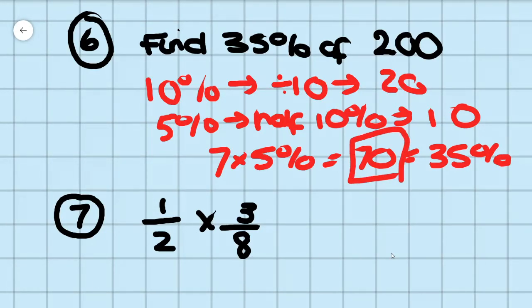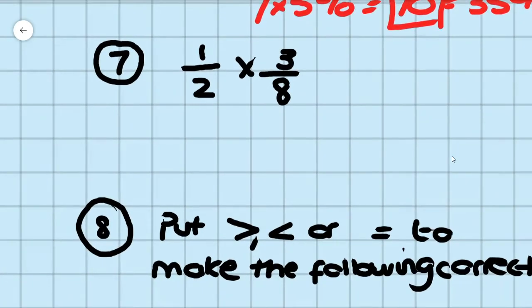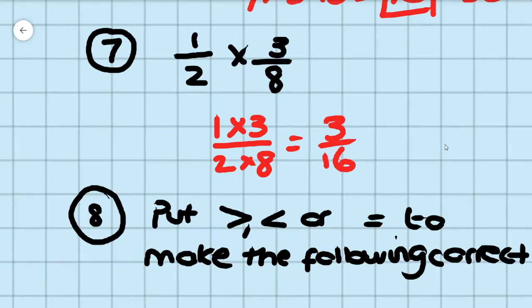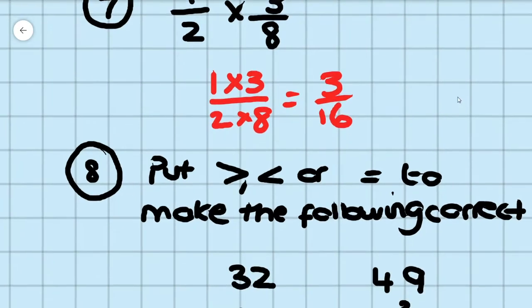Okay, then number 7, multiplying fractions. One of the easiest things we can do with fractions actually. So we'll just times the numerators or the tops and times the bottoms. So I've got 1 times 3 over 2 times 8, which is 3/16. And I can't simplify that because 3 is prime and 16 is not in my 3 times table. So I can't divide by 3, therefore it's in simplest form.